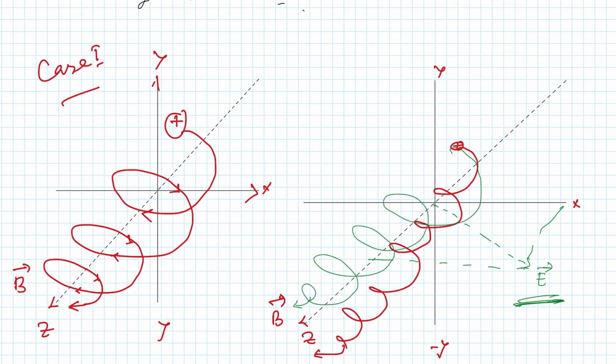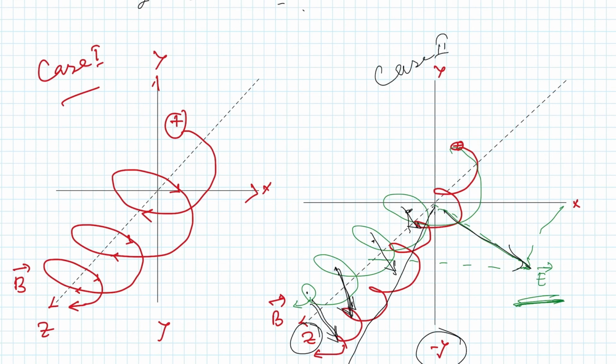Okay, but due to the presence of this electric field, there will be a drift of the guiding center towards the negative y-axis. So that's why the direction of the motion is between the z-axis and the negative y-axis. The guiding center is drifting down the negative y-axis. So hope you have understood. This is case 2. So this is the comparison of case 1 and case 2.